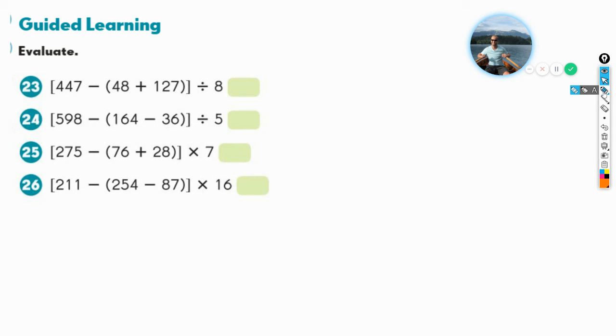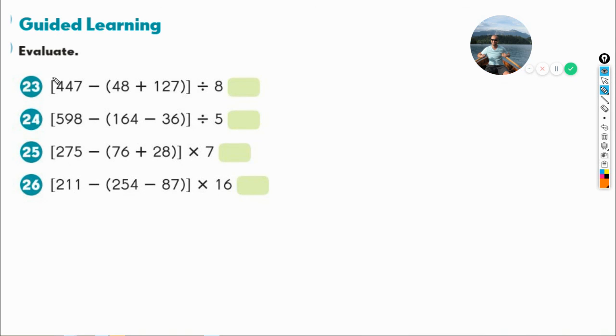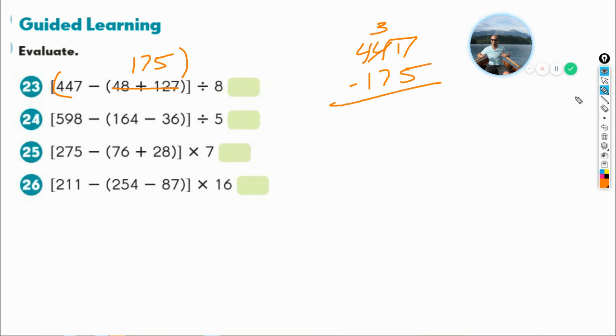All right. The first thing I'm going to do here is see that I've got a bracket and go inside those. And then within my bracket, I've got parentheses. So I need to do 148 plus 127, which is 275, I hope. Then inside the brackets, I still have 447 minus 275. Oh, no. Shame on me. See, I make mistakes. I'm not as perfect as you think I am.